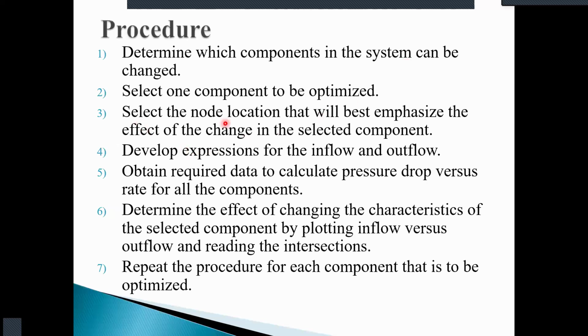So we will set the node location that will best emphasize the effect of the change in the selected component. We develop expressions for inflow and outflow. We obtain the required data to calculate pressure drop versus rate for all the components. We will also determine the effect of changing the characteristics of the selected component by plotting inflow versus outflow to get the optimum point. And we repeat the procedure for each component that is to be optimized.